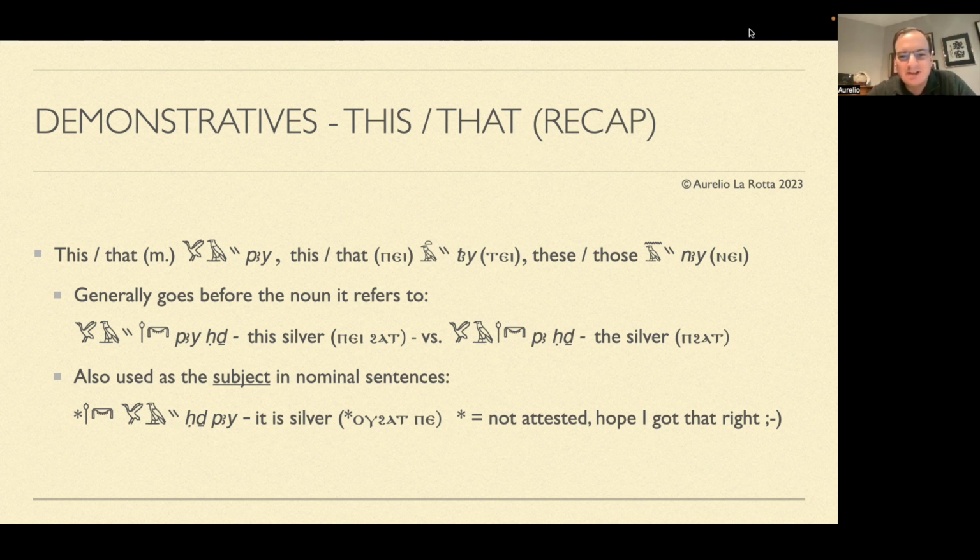And they generally go before the noun that they refer to. So pai hach, this silver, as opposed to pahach, the silver. I put a vowel in there just because I know that's what it is in Coptic. Pehat and epat, still pretty much the same as in late Egyptian.